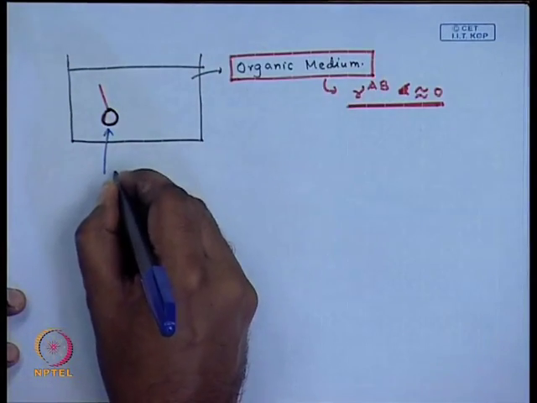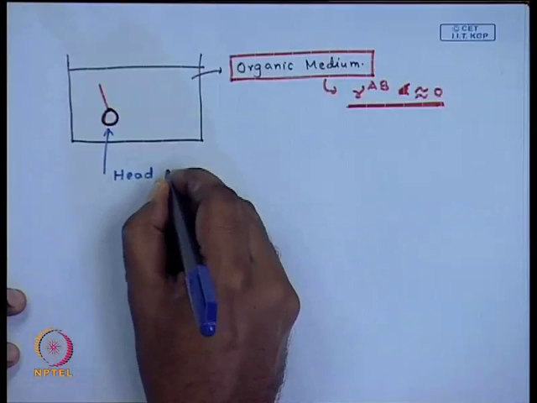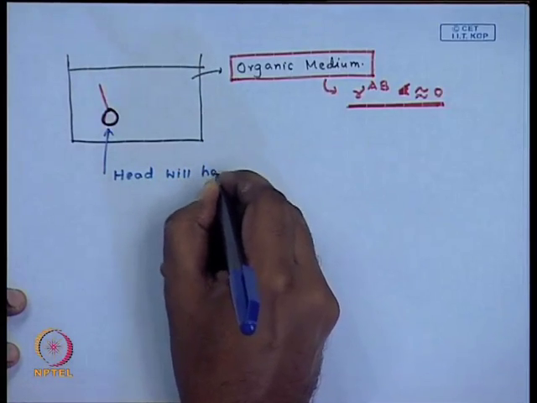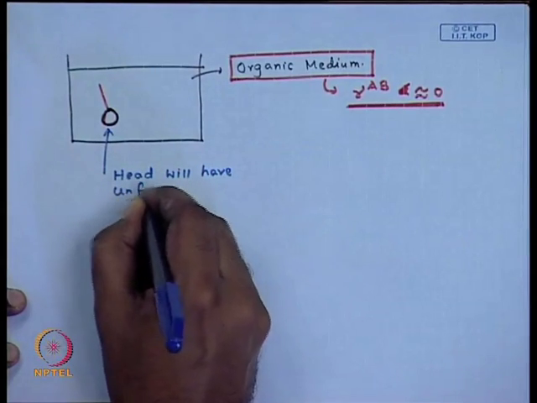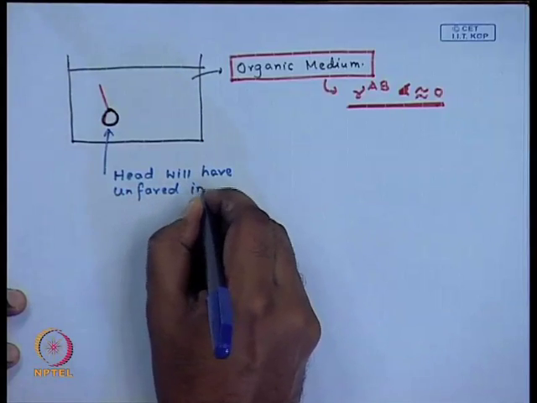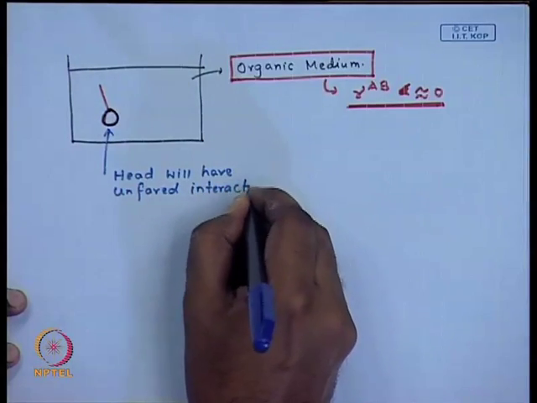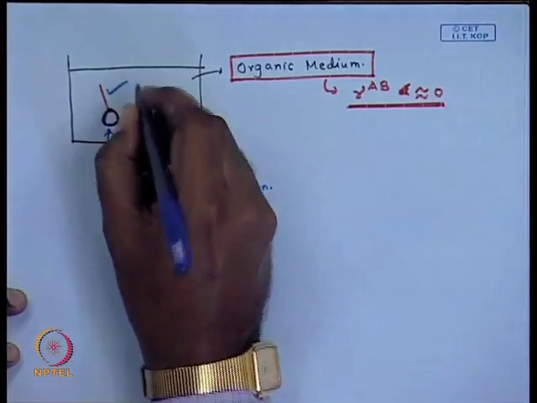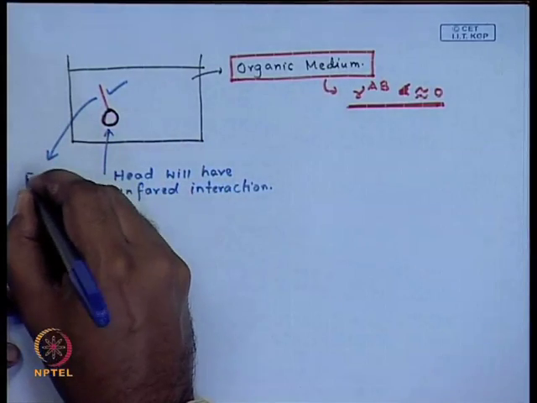that in an organic medium the head group will have an unfavored interaction, while the tail will now have a favored interaction.